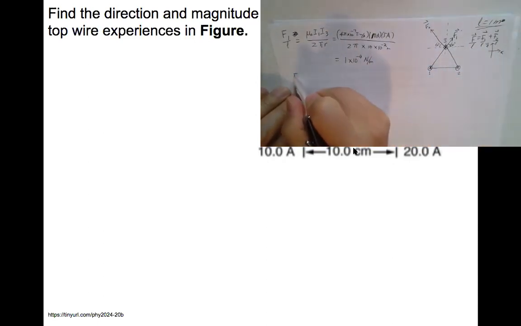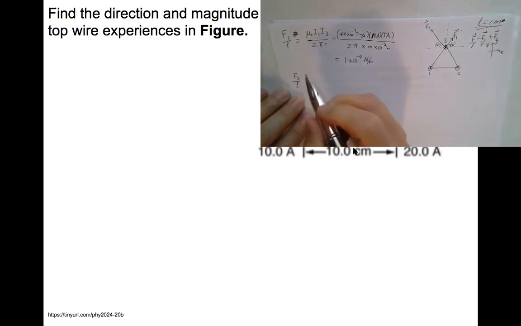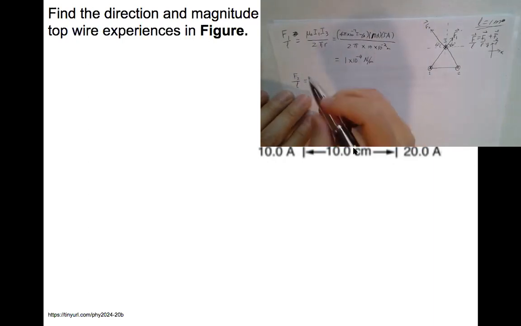Okay, the magnitude of F2 per L, per unit length, is going to be mu naught I2 and then I3.